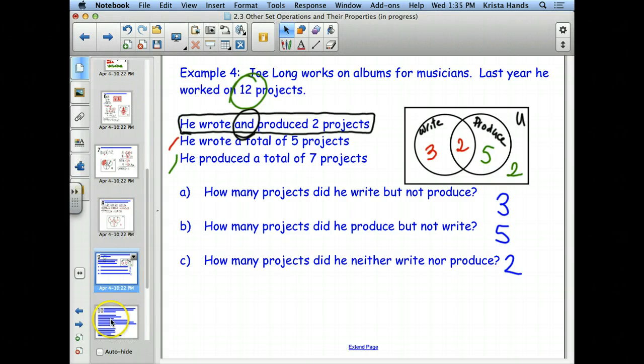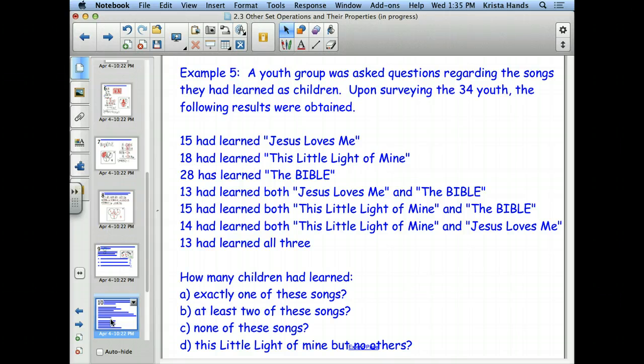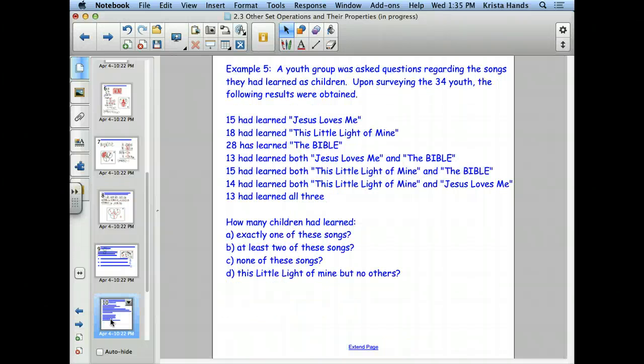Got one more. This one, loads of fun. Lots going on. I said one more, I meant one more of these. It says, a youth group is asked questions regarding songs they learned as children. Upon surveying 34 youth, the following results were obtained. 15 learned Jesus Loves Me, 8 This Little Light of Mine, 28 the B-I-B-L-E, 13 both Jesus Loves Me and the B-I-B-L-E, 15 both This Little Light of Mine and the B-I-B-L-E, and then 14 both This Little Light of Mine and Jesus Loves Me. 13 knew all three of them, and then we've got questions that were asked.